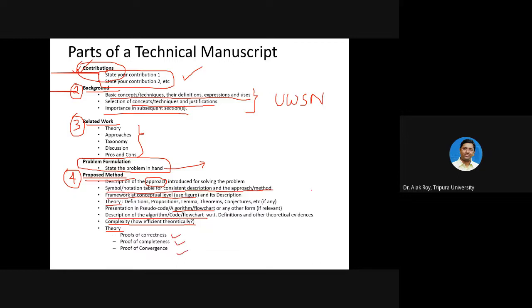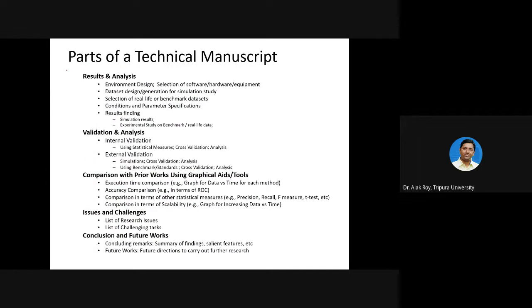So the maximum importance in a paper is in the proposed method. So please be careful in writing the proposed method. Depending on this proposed method, everything will be justified. Okay, 5th section is result and analysis. Some people use result and analysis and validation and analysis together. Some people use them in a separate section, but I suggest result analysis, validation analysis, comparison with old work, cover it in section 5.